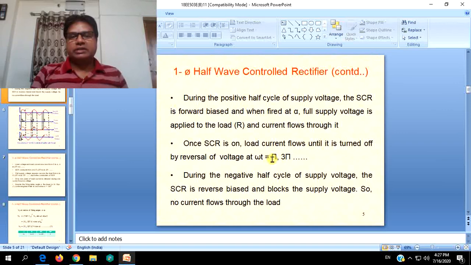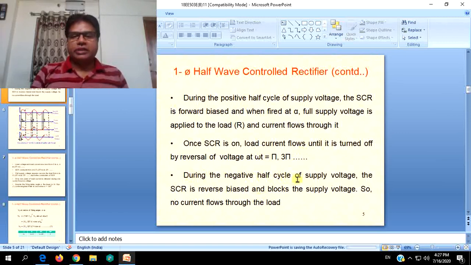So once the SCR is turned on at an angle alpha, till the end of the positive half cycle, pi, or the next positive half cycle, 3 pi, the load will be getting its current. After pi, or pi plus some angle, or 3 pi plus some angle, the voltage will get automatically reversed, being an AC voltage.